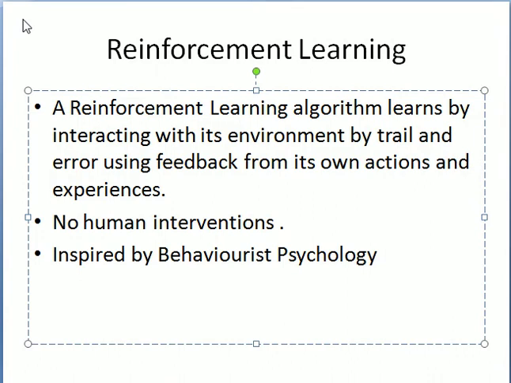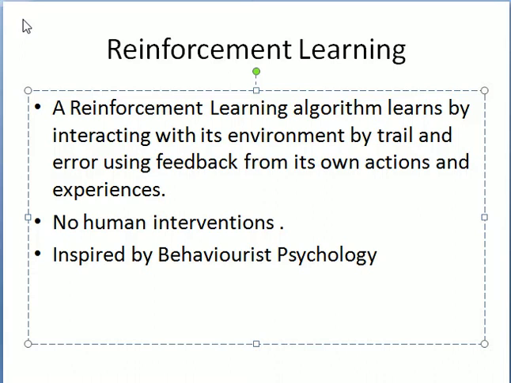Today we are going to see about reinforcement learning. This is the last type in machine learning types, okay? So what is meant by reinforcement learning? A reinforcement learning algorithm learns by interacting with its environment by trial and error, using feedback from its own actions and experiences. The definition may be very similar to supervised learning, but there is a huge difference between supervised learning and reinforcement learning. Let us learn the differences, okay?